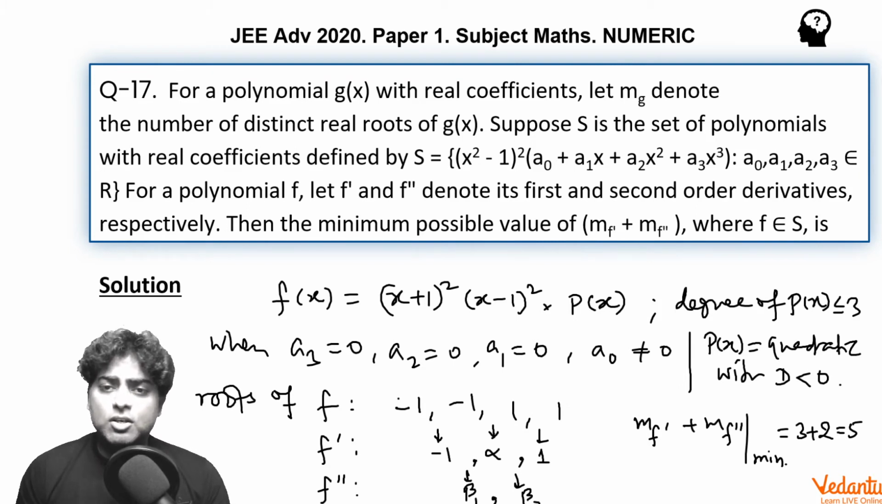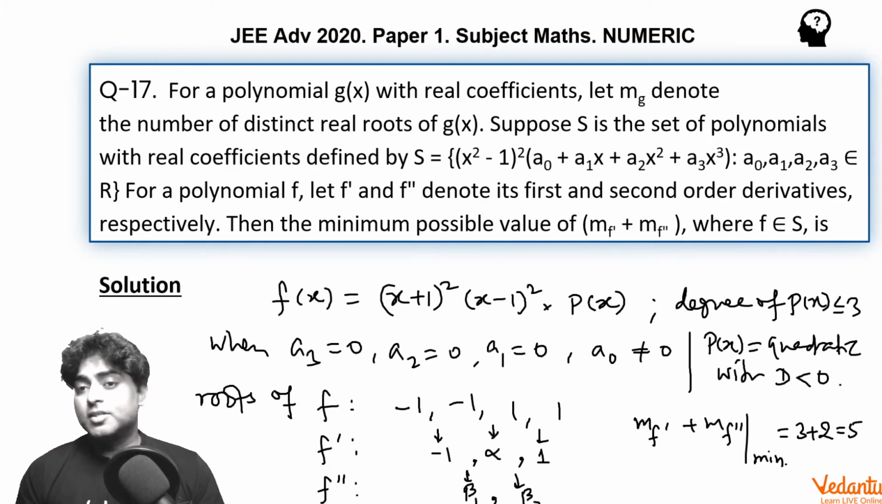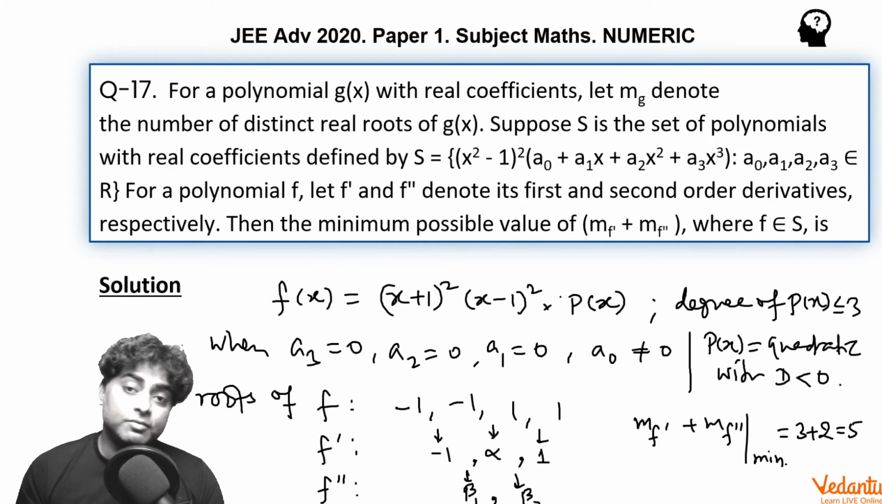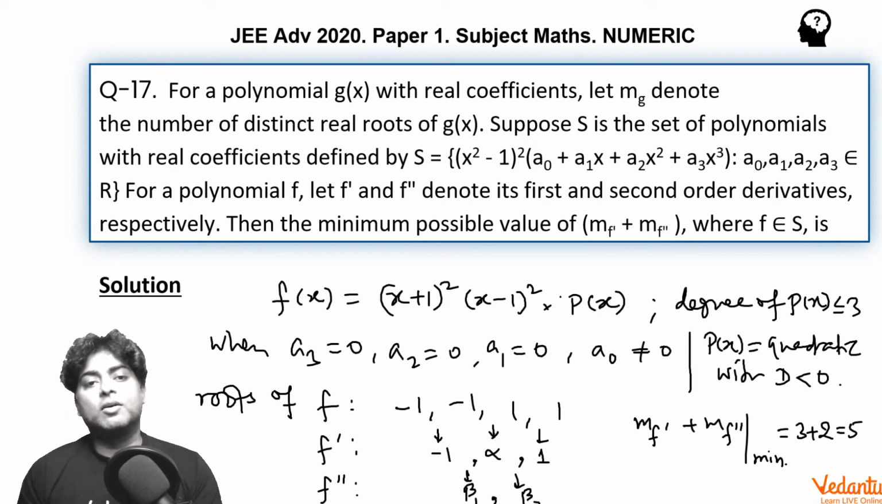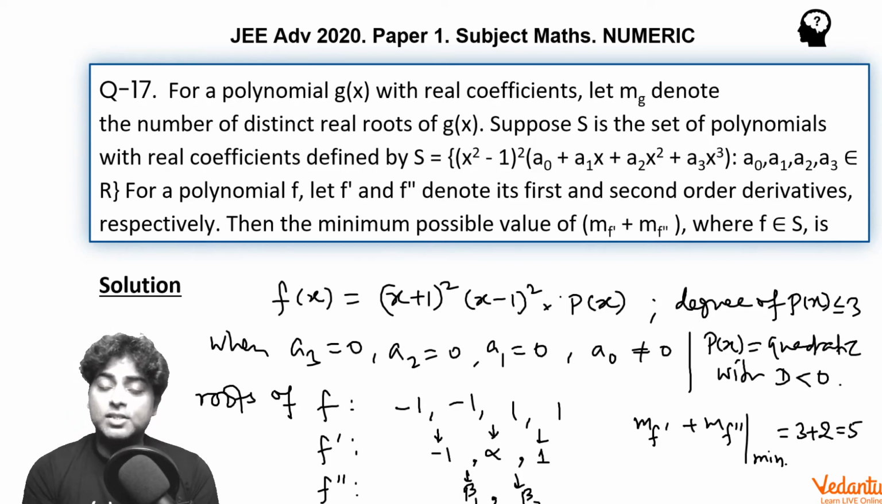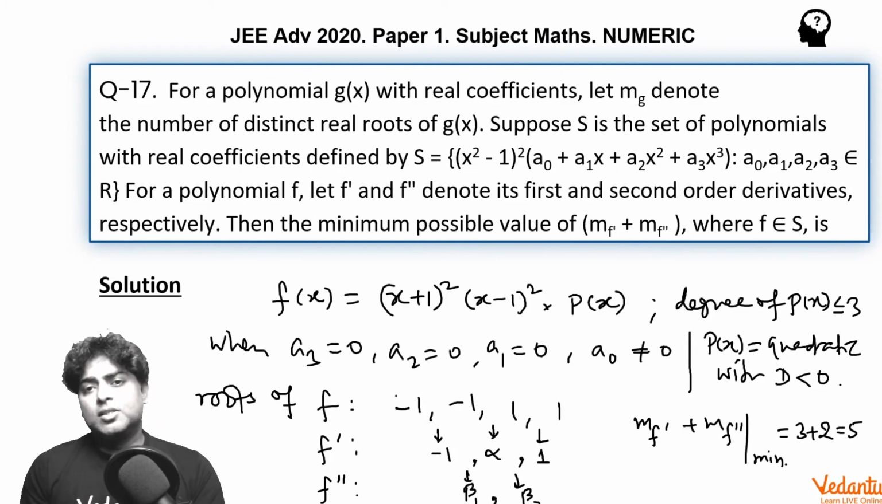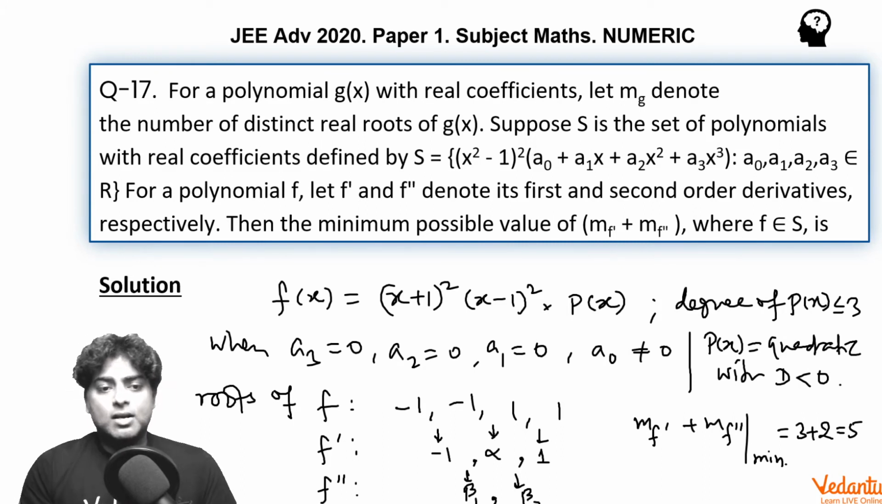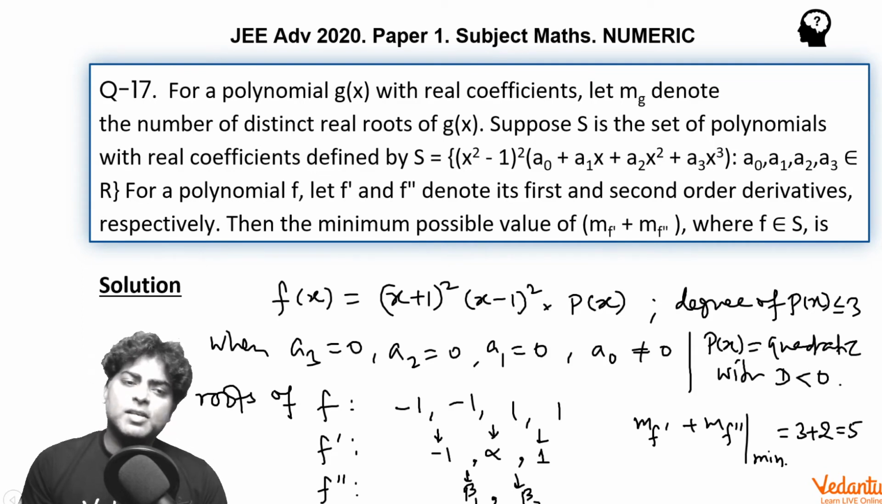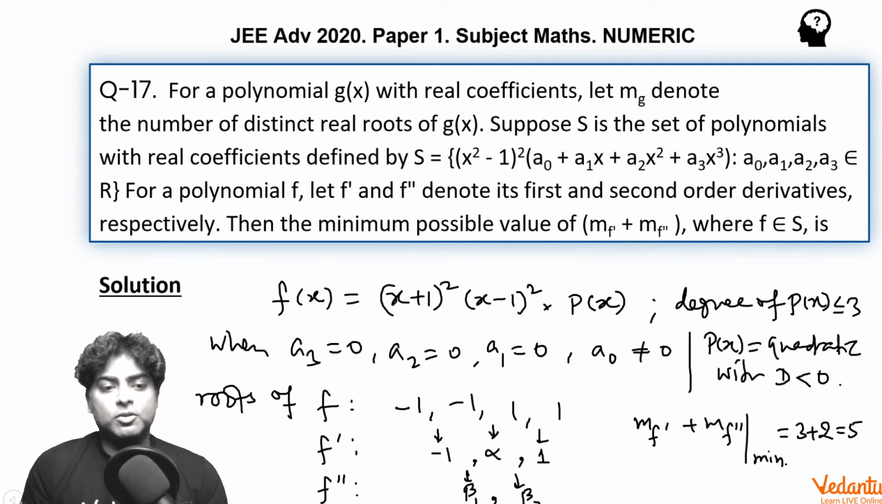In all other cases, like if p(x) is cubic or p(x) is a linear function or is a quadratic with real roots, the number of real roots of f will increase, and it will definitely increase the minimum number of distinct real roots of f dash and that of f double dash. Suppose I take p(x) as linear or cubic, at least one root will be there, and suppose I take that root the same as minus 1 or 1 in order to ensure the minimum possible value.